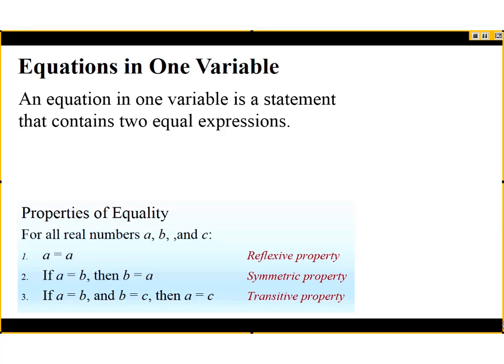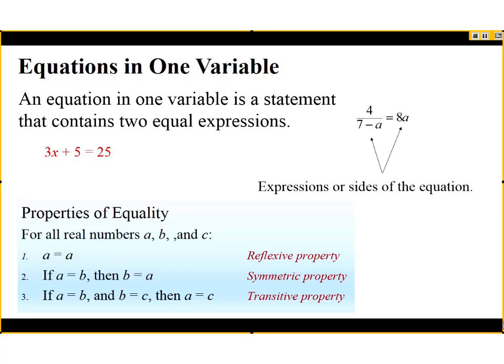Reflexive property. Symmetric property means if A is equal to B, B is equal to A. Transitive property: if A is equal to B and B is equal to C, then A is equal to C. So if you take a look at this example, 3x plus 5 is equal to 25, or 4 over 7 minus A is equal to 8. These are just examples of equations.